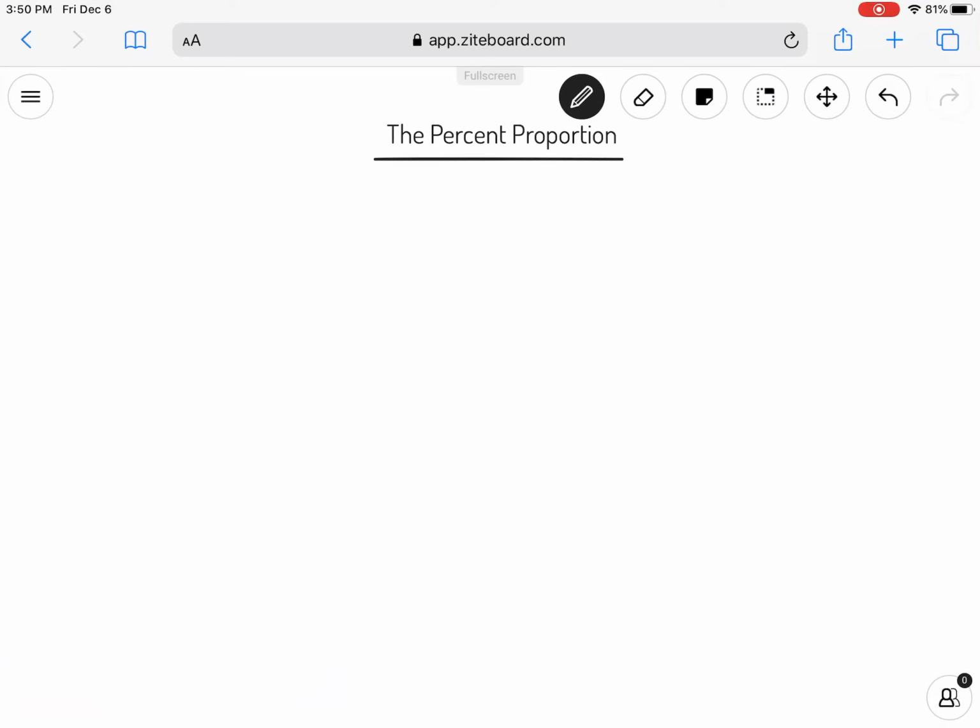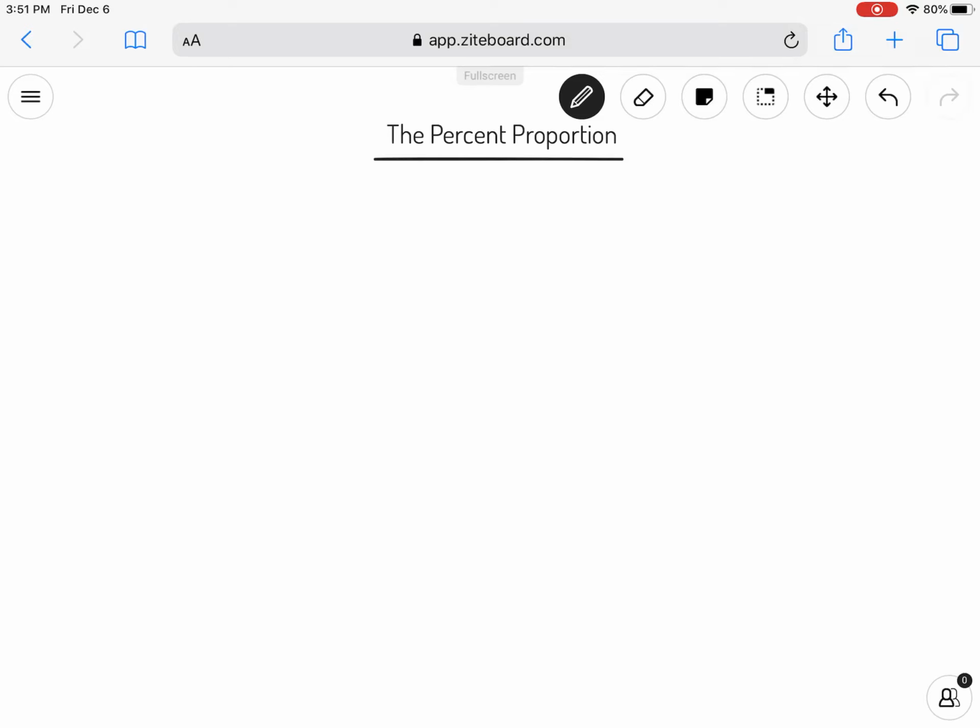Okay, so in this video we want to talk about using something called the percent proportion, and all that is a way to remember how to calculate percents or a percent of a number, or given the percentage and a number, the whole.